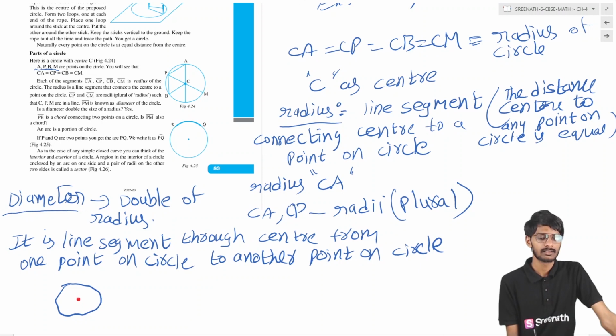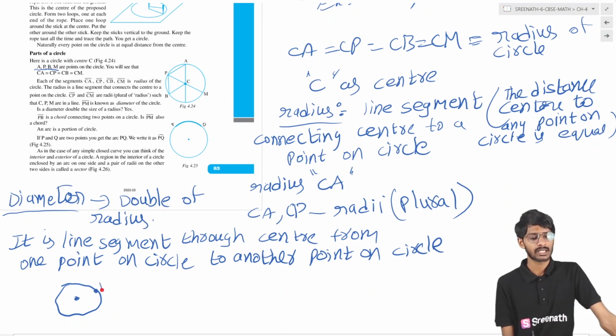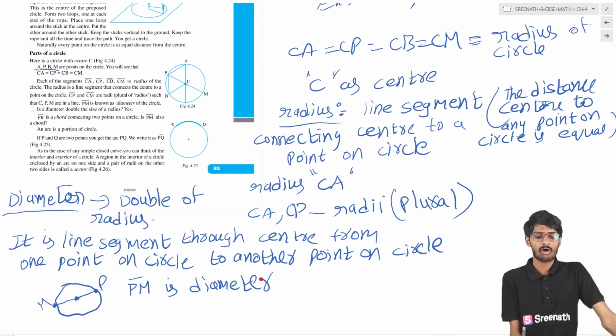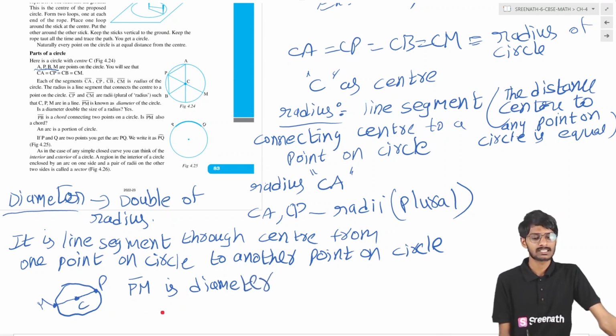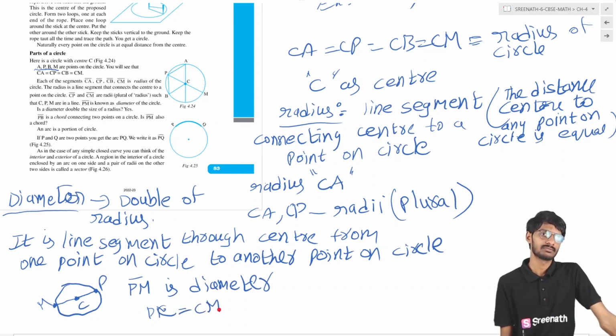Suppose this is the circle, so this is the center, so it is a line segment through the center. It has to pass through the center from one point. Suppose this is the one point, we can name it P. So from one point, it must pass through the center and reach another point like this. So PM is the diameter. And one more thing you have observed is, suppose this is C, PC is equal to CM. Okay students, PC equals CM, so that we call the radius. Here PM we call D or small d.